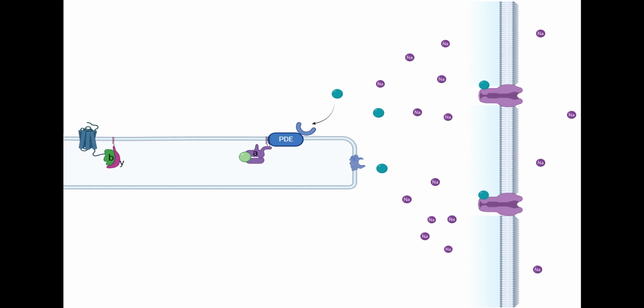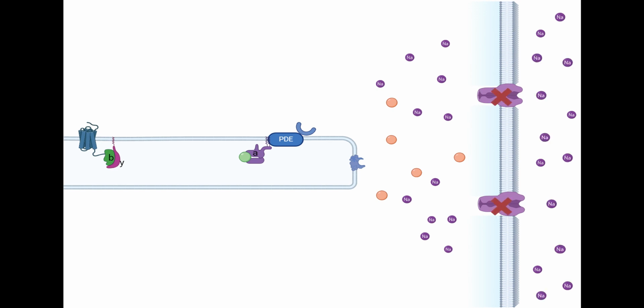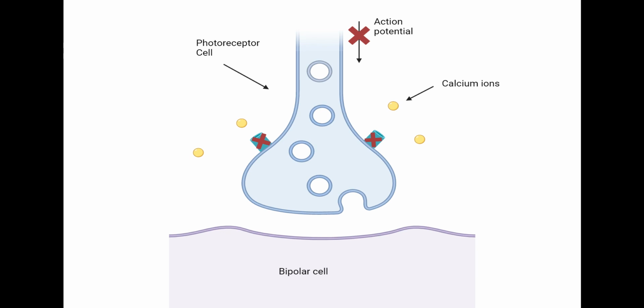The cGMP attached to the CNG channels eventually falls off, and with a lower level of intracellular cGMP, the CNG channels will close, and sodium will not be able to enter the cell. Potassium, not shown in the diagram, is also leaving the cell, which causes it to become hyperpolarized.